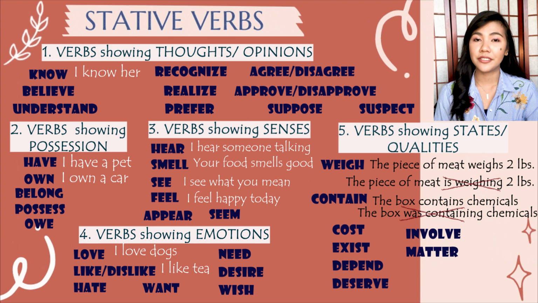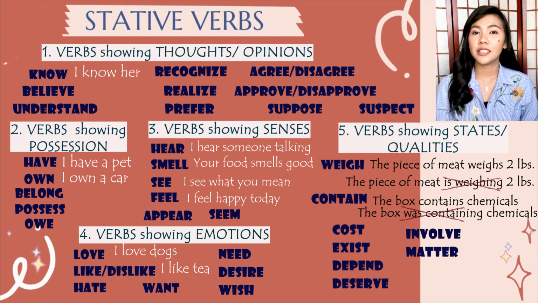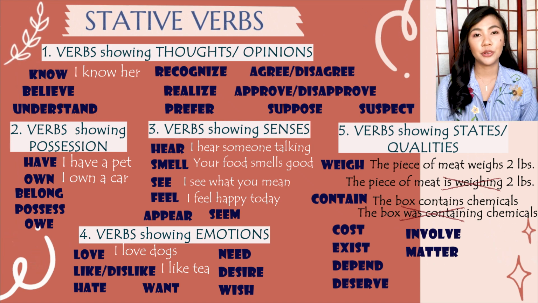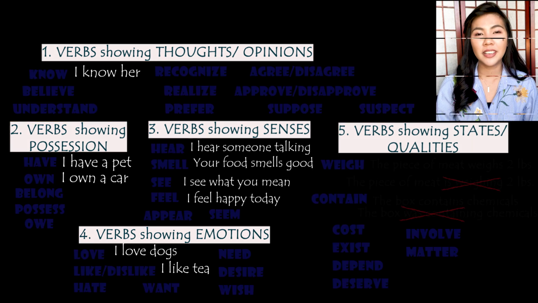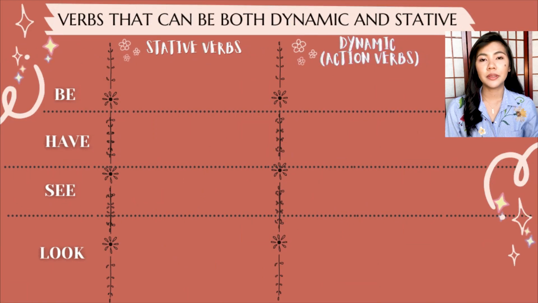So these are the 5 categories, and these stative verbs are not normally used in continuous forms. As you may notice, some of these verbs can also be used as action verbs with different meanings or temporary actions. These verbs can be both dynamic or stative verbs. Here are some examples. The verb be.